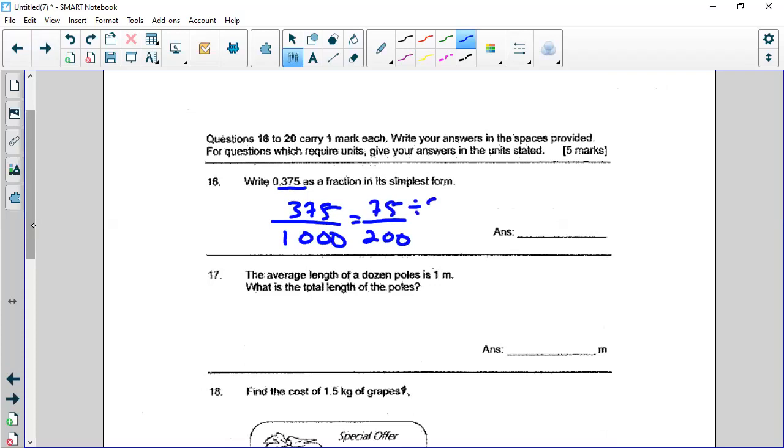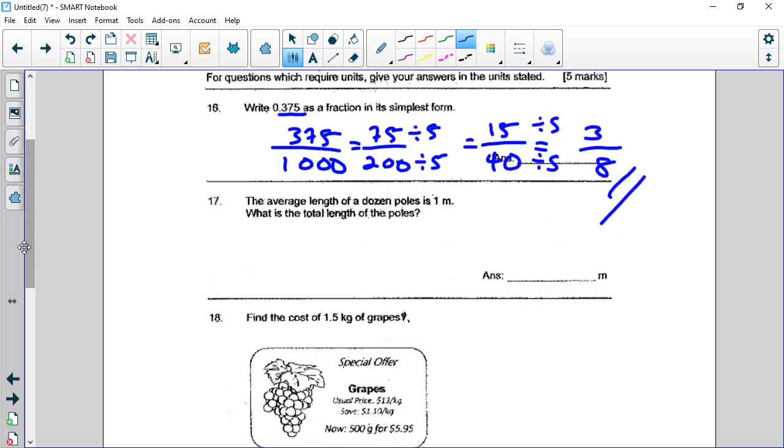So keep doing, keep breaking down into simplest form. And then you will get 15 out of 40. And then continue to divide by 5, you get 3 out of 8. So your simplest form is 3 over 8. This one is quite simple.